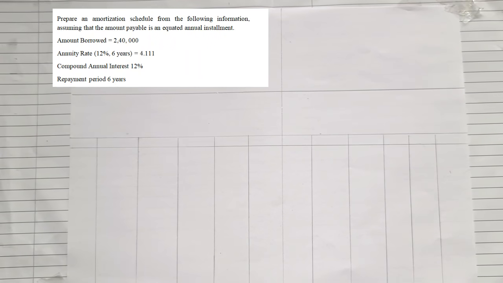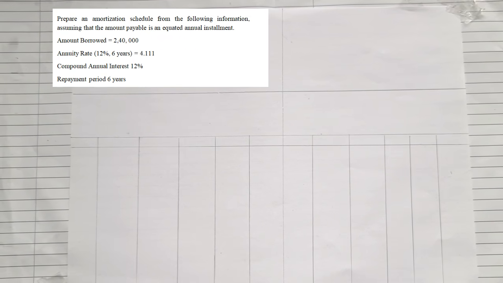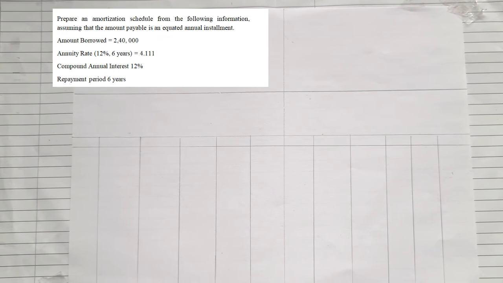The first question reads out as prepare an amortization schedule from the following information, assuming that the amount payable is an equated annual installment. Now, that's the very first time. Always read what they're asking us to find. There can be two variations in this: one, equated annual installment; second, equated principal. Based on that we'll have to solve. This is based on equated annual installment, meaning the installments will remain same for all the years.